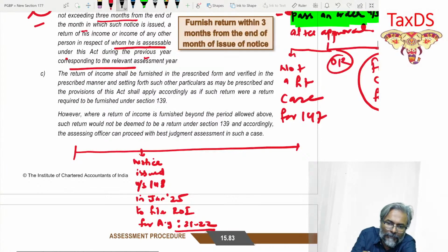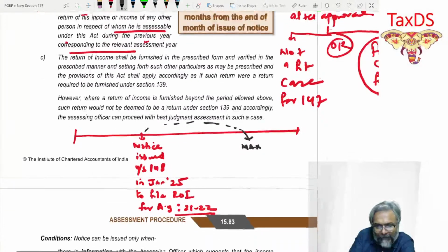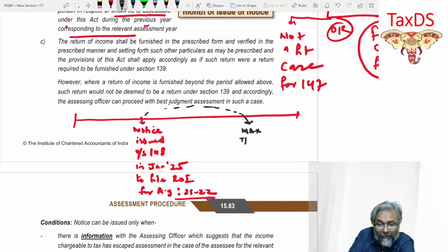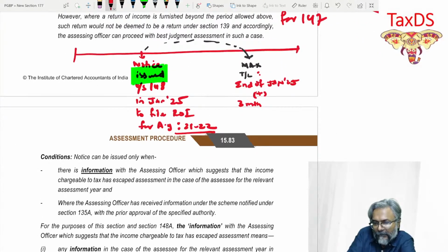Now, in response to the notice, we can say the maximum. This could be an MCQ based question, so be careful. The maximum time limit. And one more thing, it is from the issue of the notice. So from the end of the month, maximum time limit, end of Jan 25 plus 3 months: February, March, April. So it becomes 30th April.